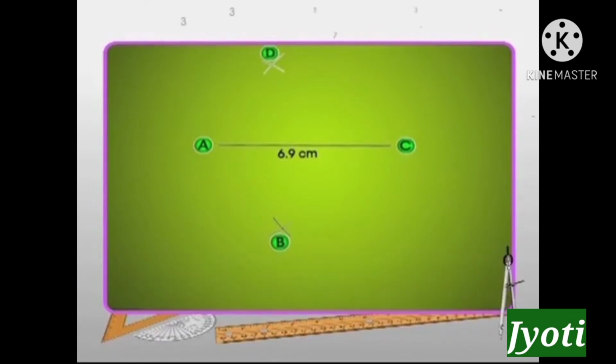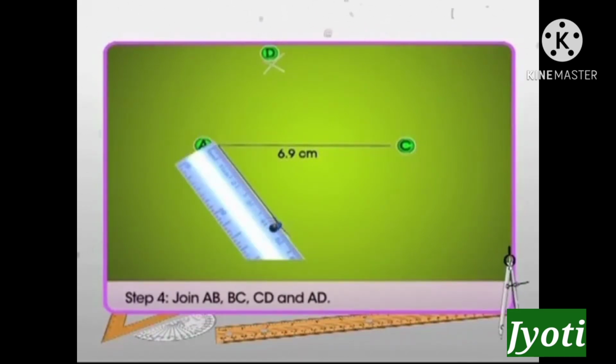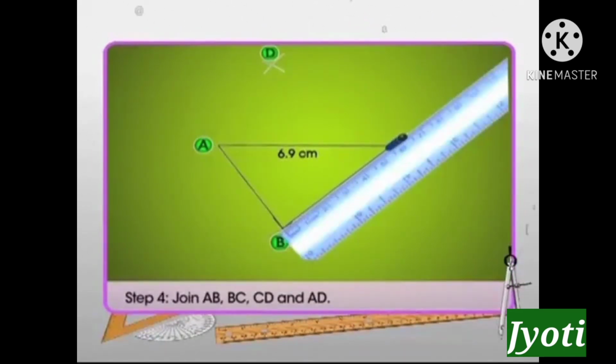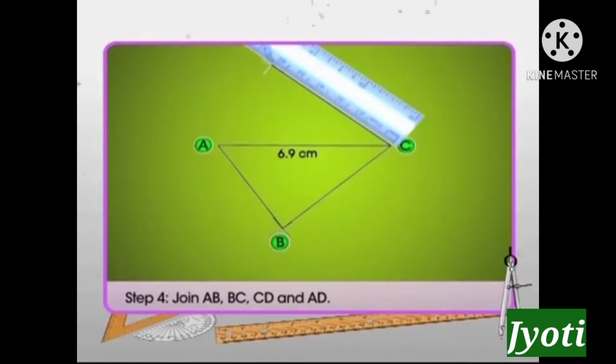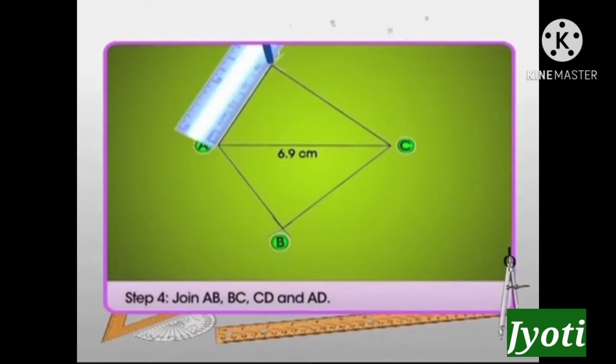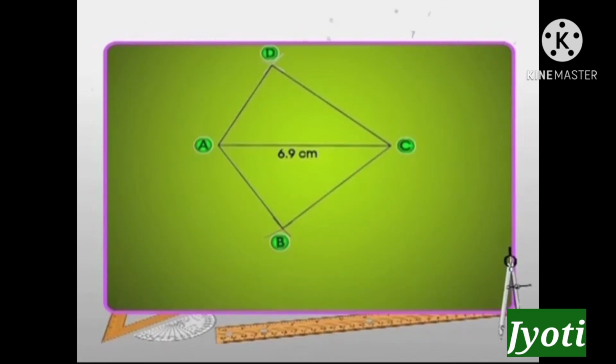Lastly, join AB, BC, CD and AD. Thus we get the required quadrilateral ABCD. What do you do now? Measure the angles B, C and D, of course. So let's get on to the protractor working.